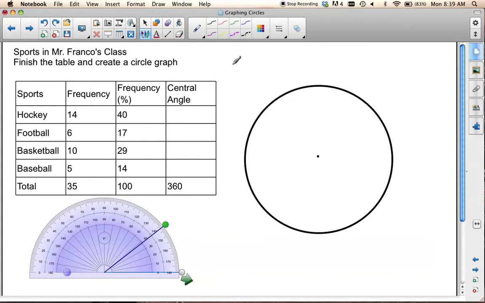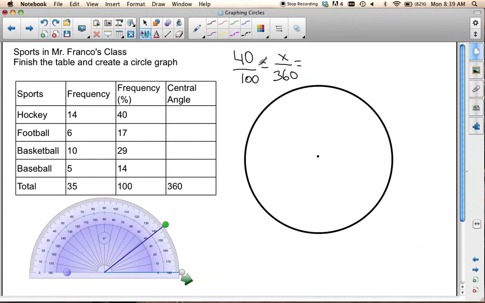So the first thing we need to do is know that, alright, if we want to go and graph hockey, we know that 40% out of 100%, so 40% of Mr. Franco's students like hockey, and I need to figure out what that equals in my circle graph. So out of 360 degrees, what would 40% represent?